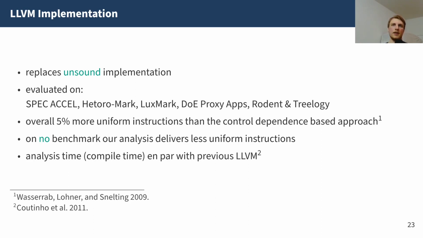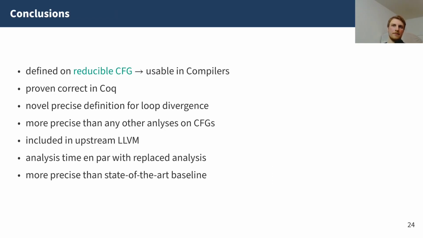On average, our analysis delivers 5% more instructions uniform than the baseline. There is no benchmark where we deliver less uniformity. The analysis time of our analysis is on par with the old LLVM implementation, and it is 25% faster than our setup with Wasserup, Lohner, and Snating's algorithm. You can find the full discussion in the paper.